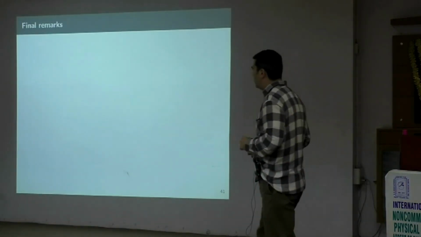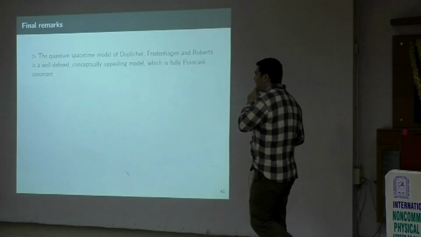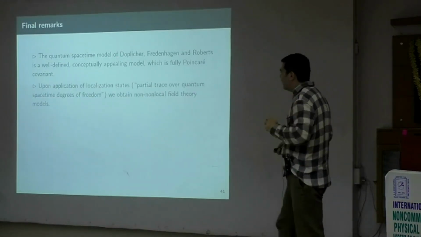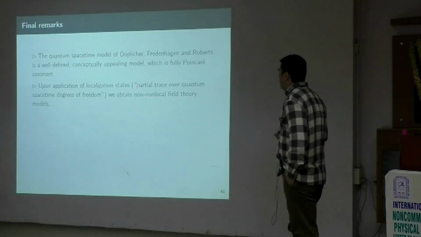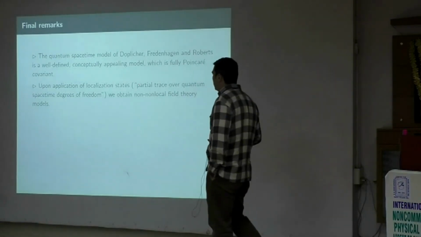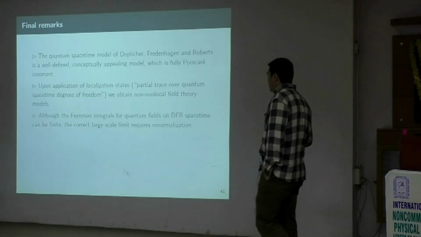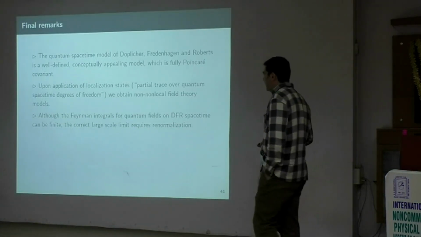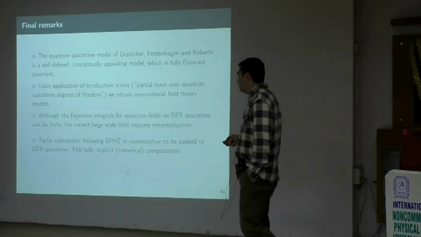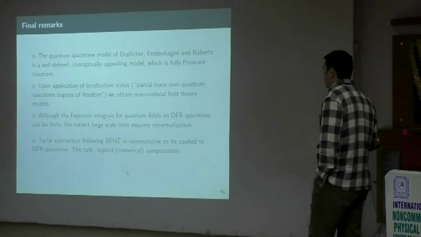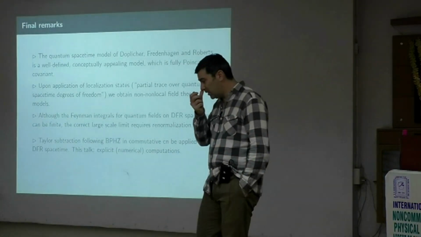So just to finish with a few remarks, the quantum spacetime of Doplicher, Fredenhagen, and Roberts is a well-defined, conceptually appealing model, which is fully Poincare covariant. Upon application of localization states, which I like to call partial trace over the space-time degrees of freedom, we obtain a non-local field theory model. Now, although the Feynman integrals for quantum fields on this space-time can be finite, the correct large-scale limit requires a finite renormalization. And then we have seen that Taylor subtraction following BPHZ in the commutative case can be applied to this space-time. So in this talk, I have showed you some numerical computations we have done with this.